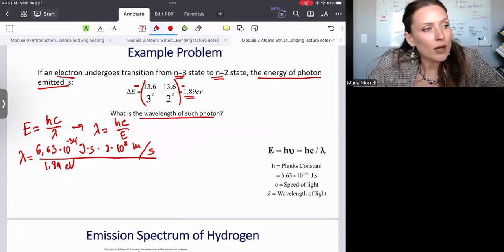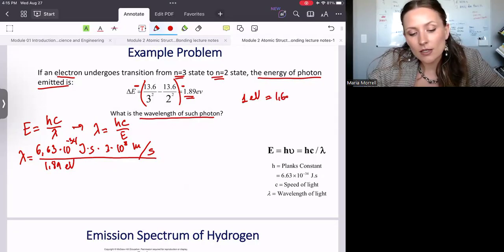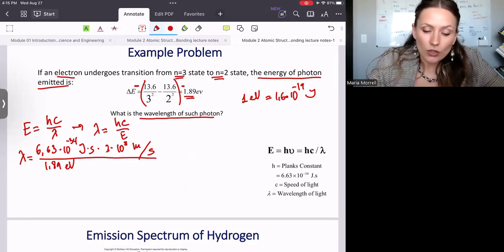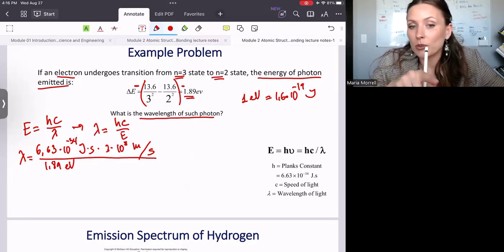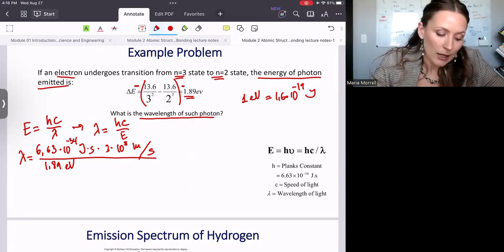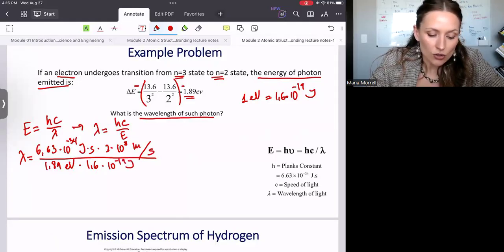And something to keep in mind is that 1 electron volt is equal to 1.6 times 10 to the power of negative 19 joule, right? This is the conversion, and I will have to use it. Why? Well, because my Planck's constant uses joule, right? This is why I'm going to multiply it by 1.6 times 10 to the power of negative 19 joule.